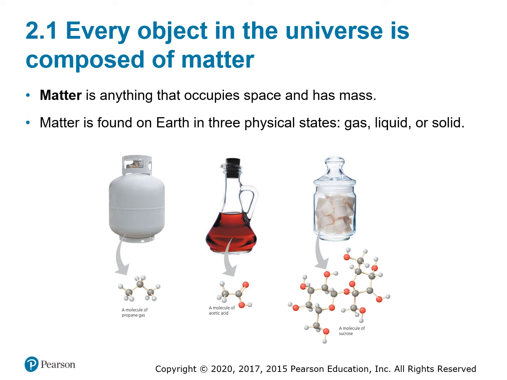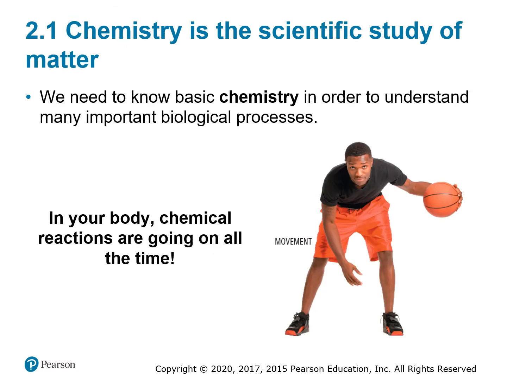Every object in the universe is composed of matter, and we can define matter as anything that occupies space and has mass. Matter is found in three physical states: gas, liquid, or solid. Chemistry is the field of science that studies matter. And to study biology, we need to know some basic chemistry in order to understand many biological processes.